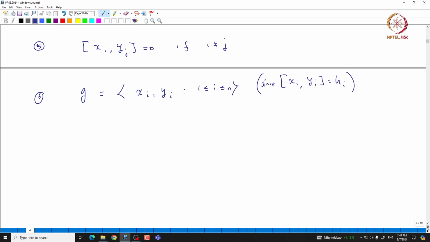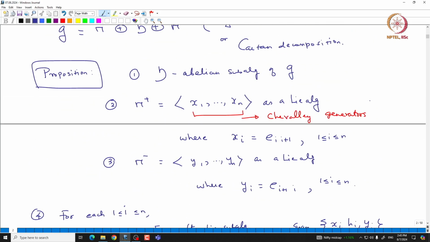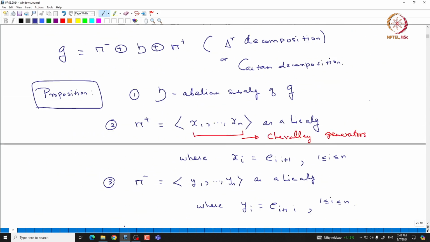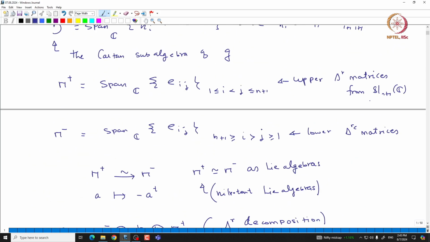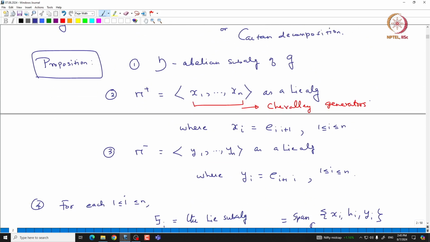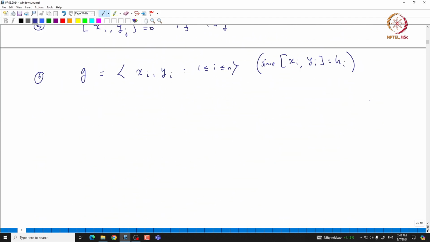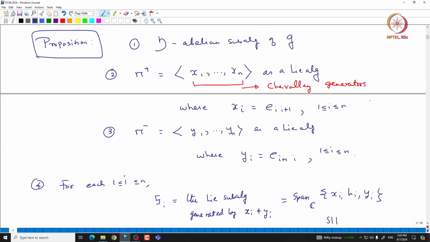Okay, let us verify this. The only thing that we need to verify is if we take n plus, which by definition is the span of the E_ij, the set of all strictly upper triangular matrices, and we claim that it is indeed generated by x1 etc. xn as a Lie algebra. For this purpose, let us prove only the non-trivial statements. I will leave it to you to check the other statements.